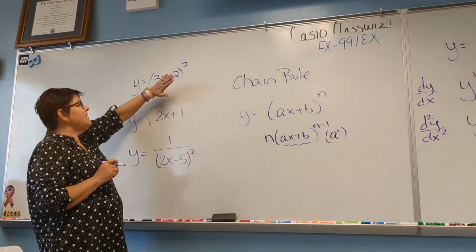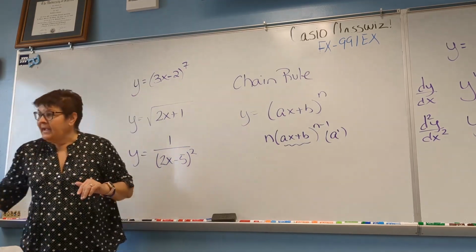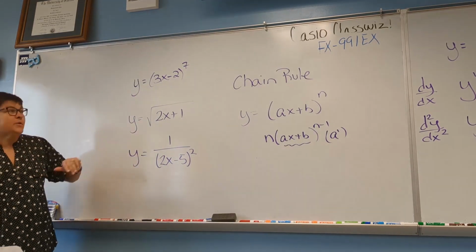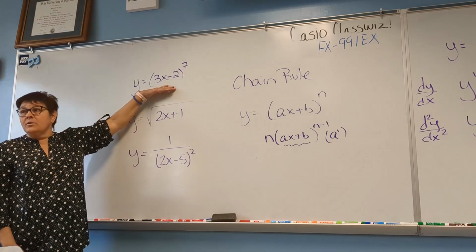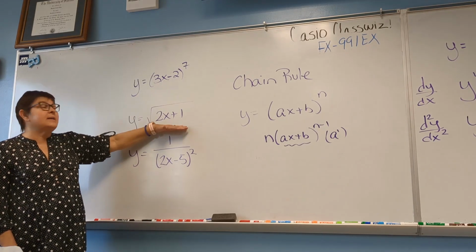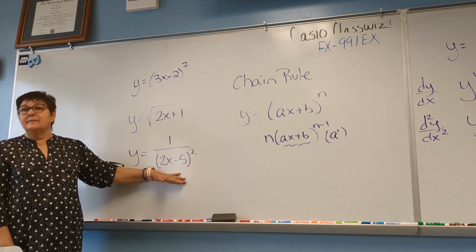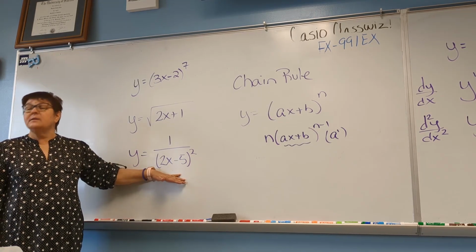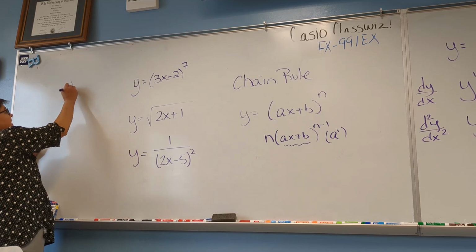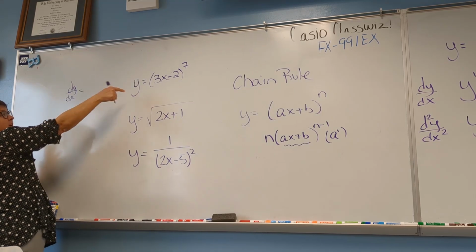So if we're looking at this first guy, okay, tell me what the junk is in this first guy. Y'all cool with the junk, right? What's the junk of this guy? 2x plus 1. What's the junk of this guy? 2x minus 5. Are we all cool with the junk? Okay. So let's find dy dx of this using chain rule.